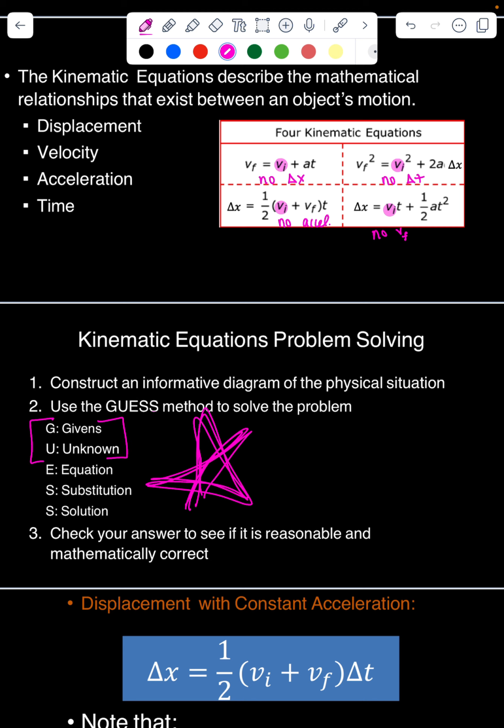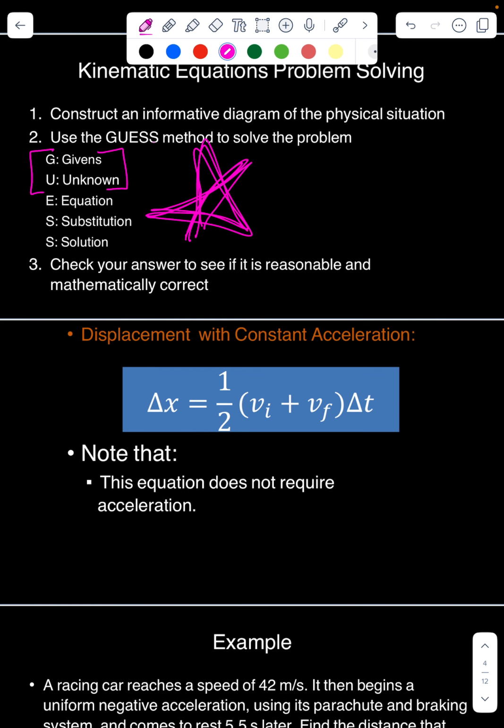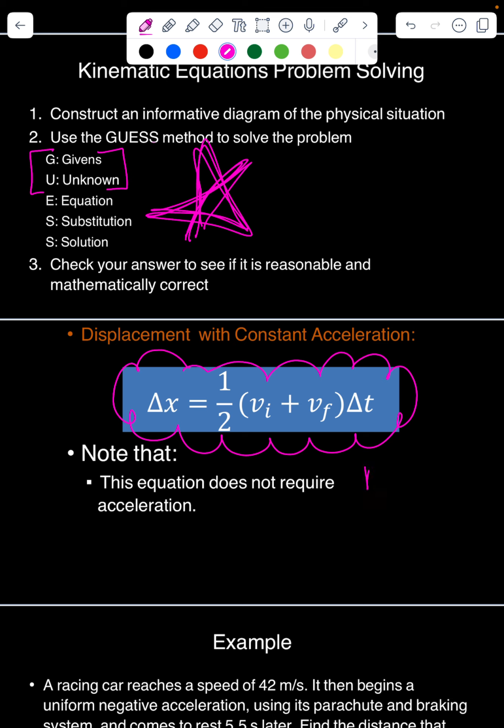Let's move on to our first kinematics equation. We have our displacement is equal to 1/2 times V initial plus V final times delta T. For this one, we do not have acceleration. We do not require acceleration to be able to solve for this one. We have all of the rest of the 4. So this is the one that we would use if we were not given acceleration.